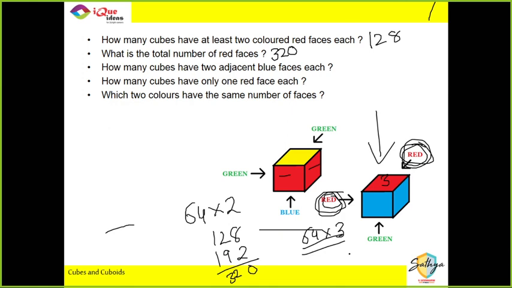Third one, 2 adjacent blue faces. Now पहले वाले में तो एक ही blue है, तो ये count ही नहीं होगा. दूसरे वाले में all of them have 2 adjacent blue. So total 64 pieces with 2 adjacent blue. That is, the second variety के all pieces have 2 adjacent blue. Got that one?